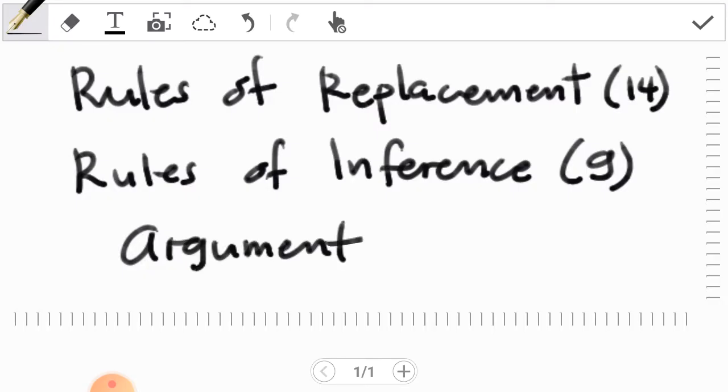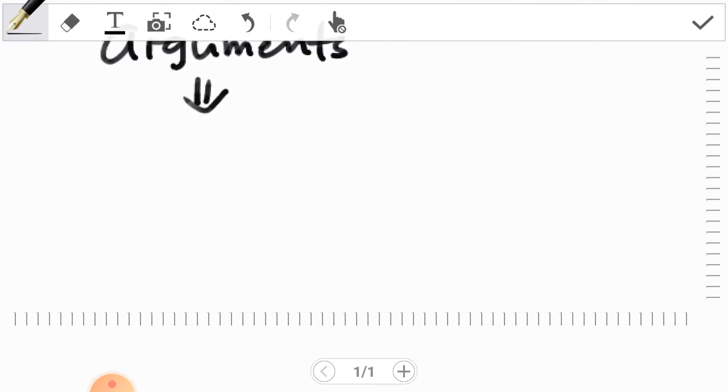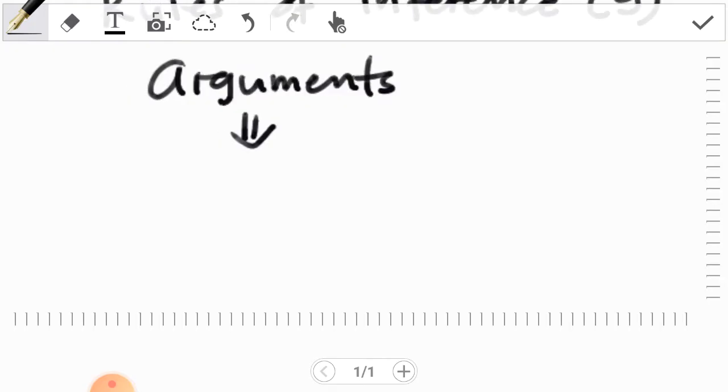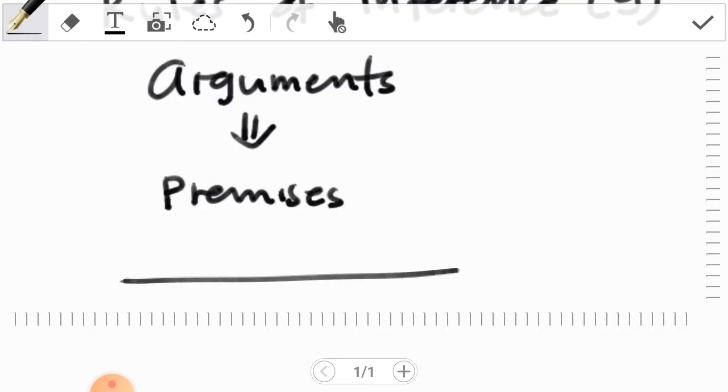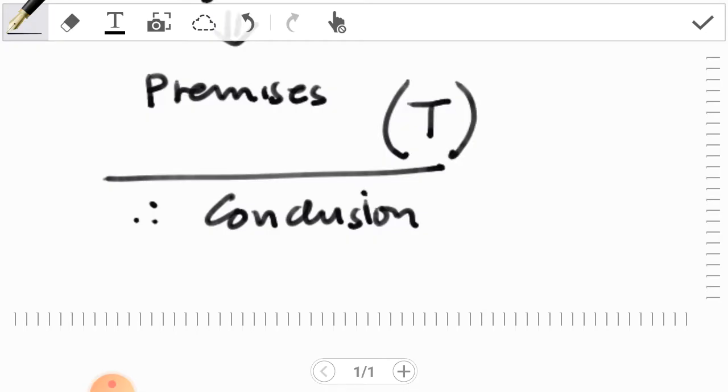in considering arguments. And when we say we are having an argument, normally it will be composed of two parts. We have our premises, and then we have our conclusion. And we have said that an argument will be valid if each premise will be true, or all the premises will be true, and the conclusion is also true. Okay?